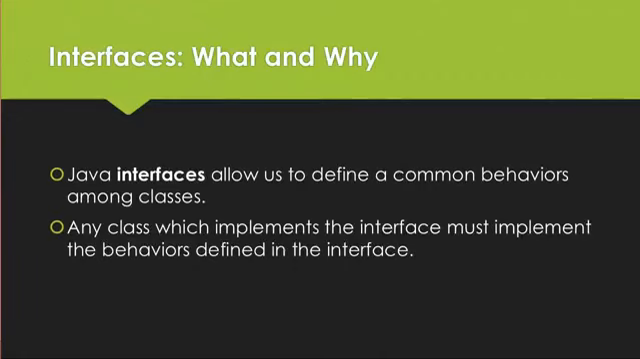Let's start with the interface. Java interfaces allow us to define a common behavior among our classes. Any class which implements the interface must complete the behaviors defined by that interface. In layman's terms, since we program to the interface, we can have more than one implementation of the same thing. This ends up being valuable when we need to program something but we don't have it yet.